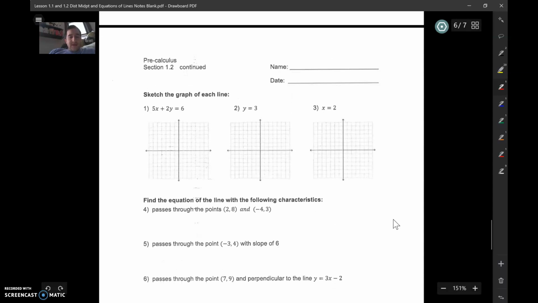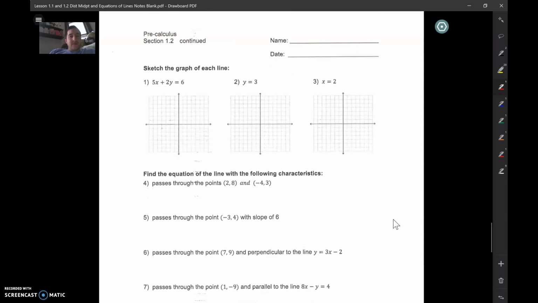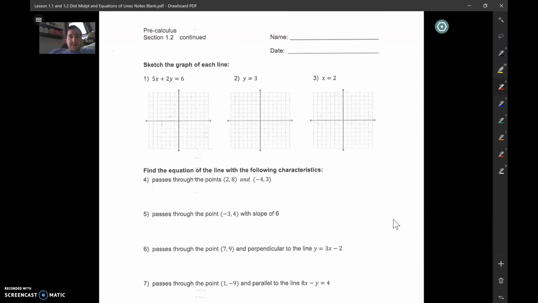This is in your notes packet. It might even not be. It might be an add-on, so that's why I'm going to bounce around. But I just want to kind of tie some things together.